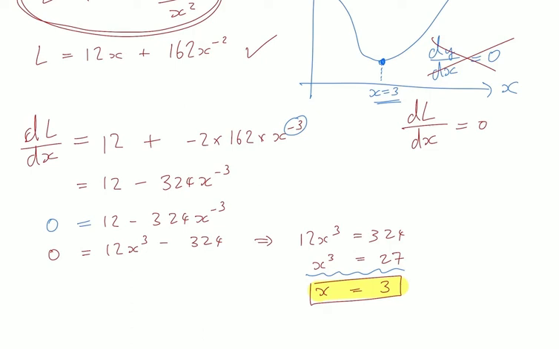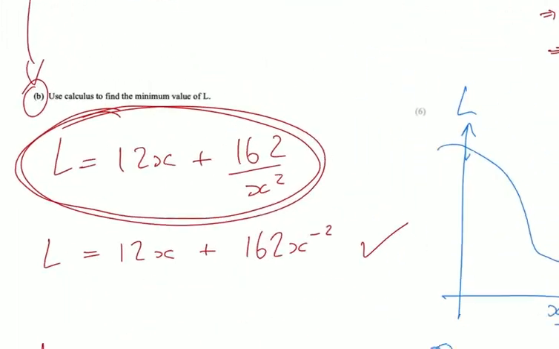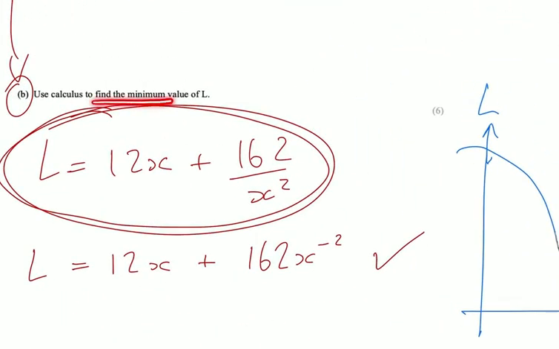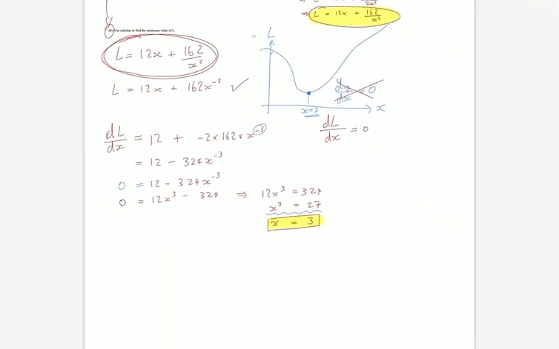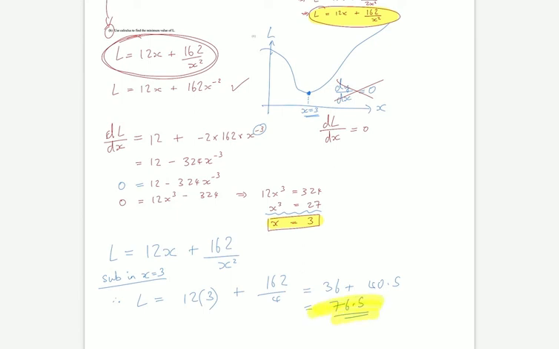Now, you might think we're done, and often a lot of students would stop there. But let's just go back to the question. Use calculus to find the minimum value of L. It's L that we want, okay? So we're actually going to have to substitute back into the equation for L. L equals 12x plus 162 over x squared, and I'm going to sub in x equals 3. So L equals 12 times 3 plus 162 over 4, which equals 36 plus 40.5, which is 76.5. And now I have finished, and I'm going to highlight my answer. And that's it.